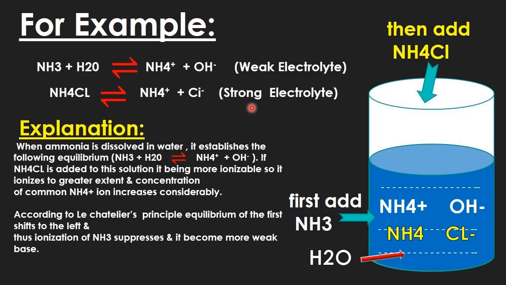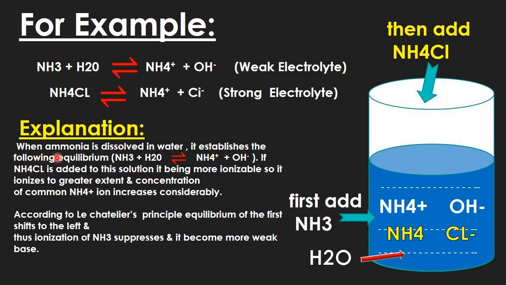Another example. This is a reaction between ammonia and water. Ammonia is a base. H2O acts as an acid. So H2O gives a proton, and ammonia accepts the proton, becoming ammonium ion and hydroxide ion. To this weak electrolyte which is in equilibrium, if you add a strong electrolyte, ammonium chloride, which completely dissociates into ammonium ion and chloride ion, here the ammonium ion becomes more. What happens when the ammonium ion becomes more? The equilibrium shifts towards the backward direction, the reverse reaction.